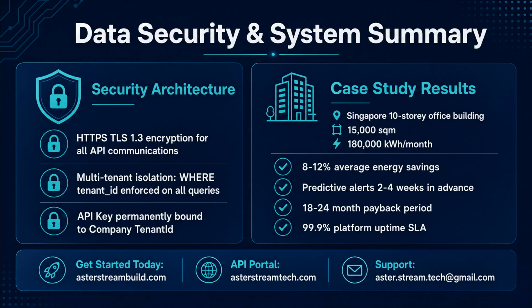Security is paramount at AsterStream. All API communications utilize HTTPS with TLS 1.3 encryption. Our multi-tenant architecture ensures strict data isolation. All server-side queries enforce tenant ID checks, making cross-tenant access architecturally impossible. Your data is completely segregated from other companies on the platform.